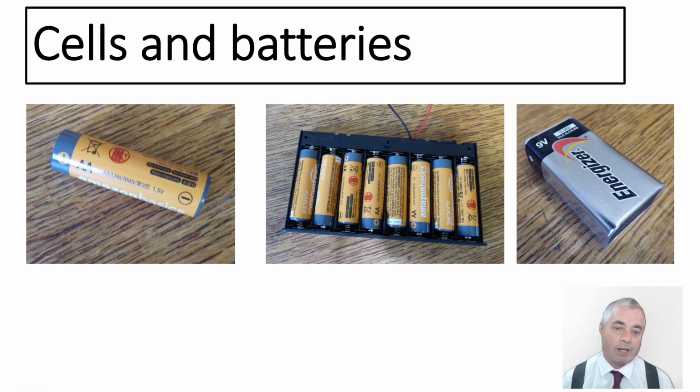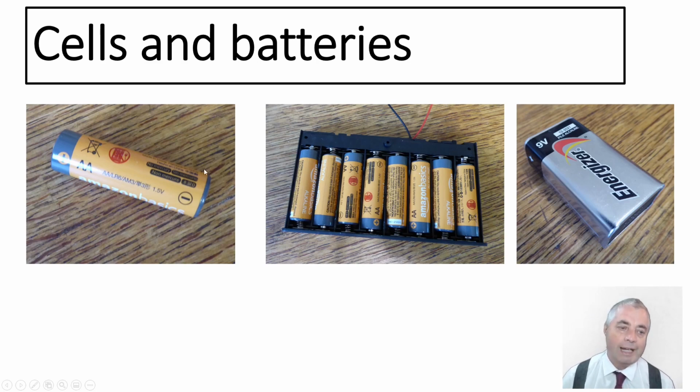It's only a battery if you put lots of cells together. So actually these 8 cells here in this holder make up a battery. That's a cell, that's a cell, that's a cell, and so on. All of them together is a battery. So a cell is one on its own. A battery is 2 or more cells connected together. And we normally do that to get a bigger voltage.